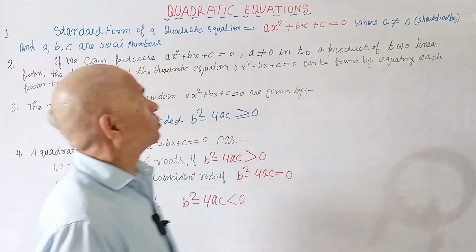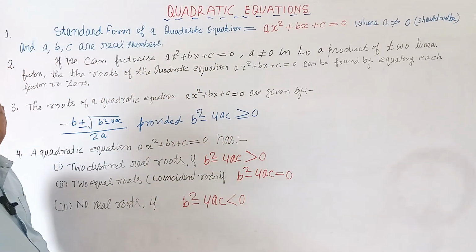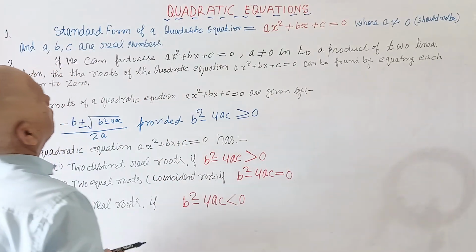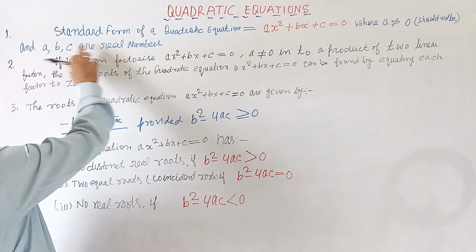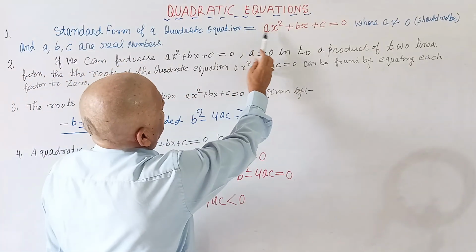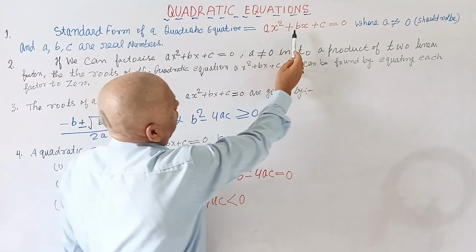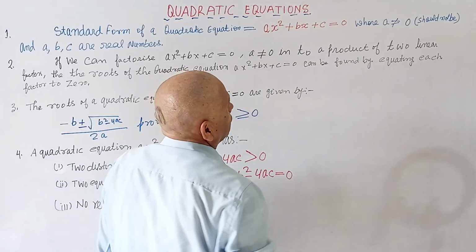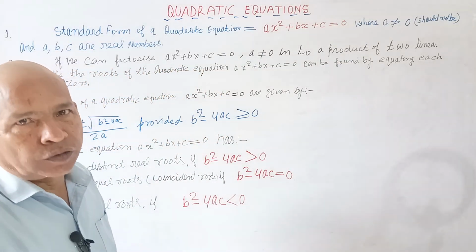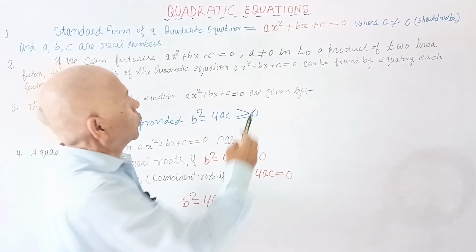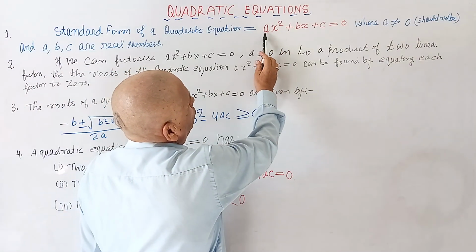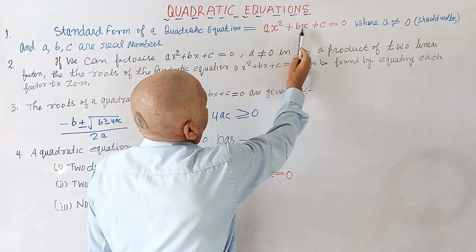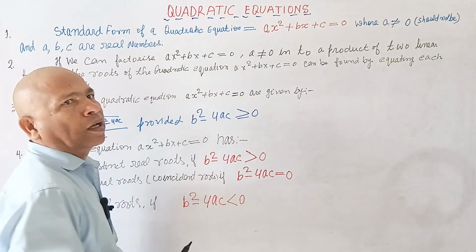Today I am going to talk about the quadratic equation. Now the quadratic equation, the standard form of a quadratic equation is ax square plus bx plus c equals to 0, where a should not be equals to 0, means the value of coefficient x square should not be equals to 0, and a, b, c should be real numbers.